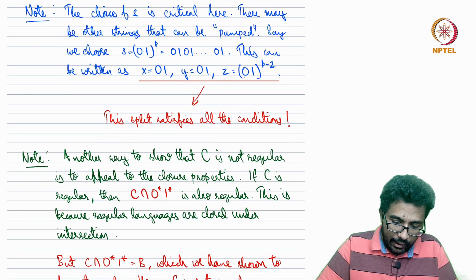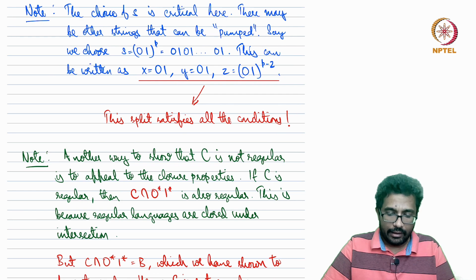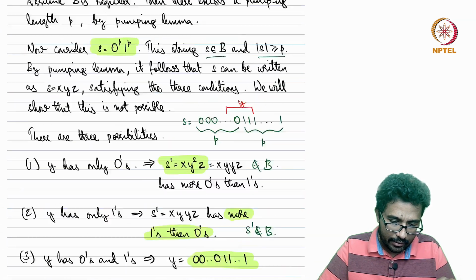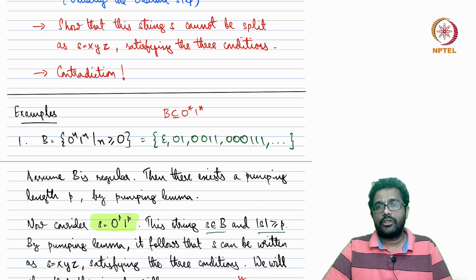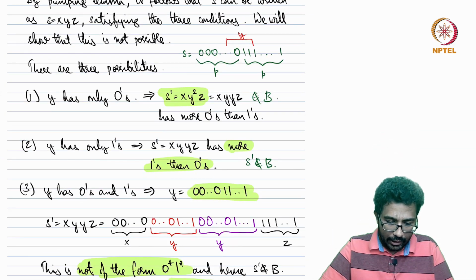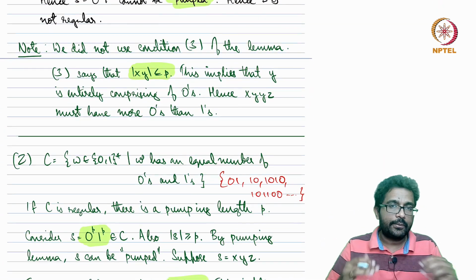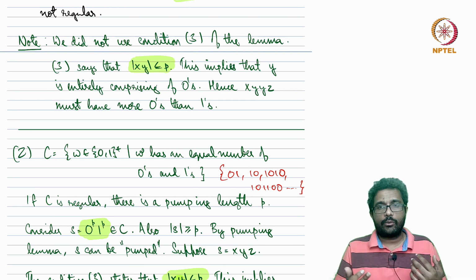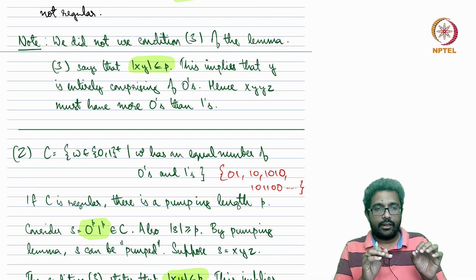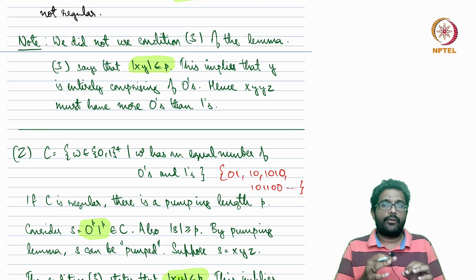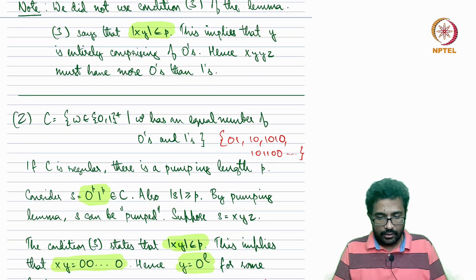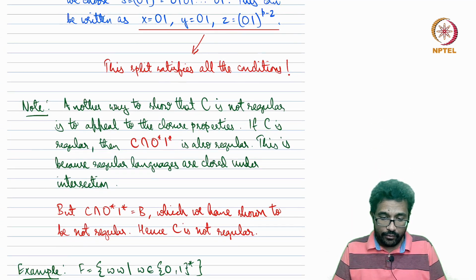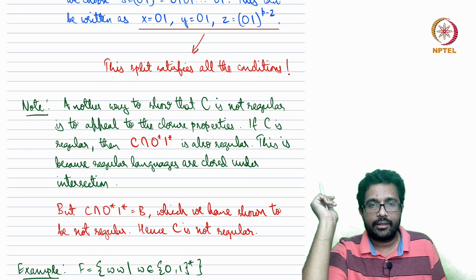Another point is, we first showed that B, which is 0^n 1^n, is not regular, and I observed that B is a sub-language of C. C has all the strings that have an equal number of zeros and ones, but B has all of them that take a particular structure, 0^n 1^n. So B is a subset of C. Here there is another way to show that C is not regular.